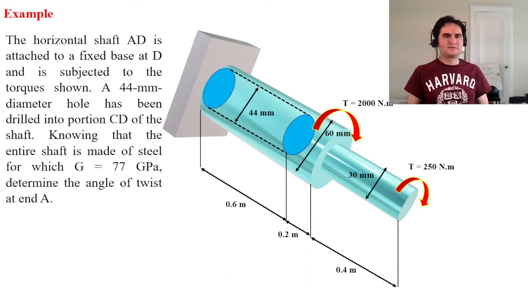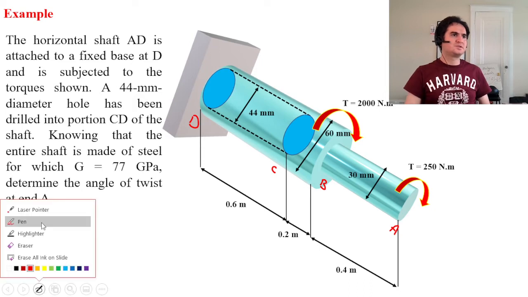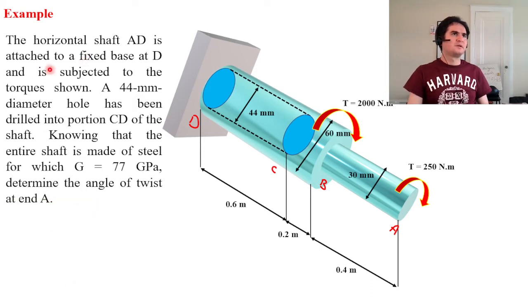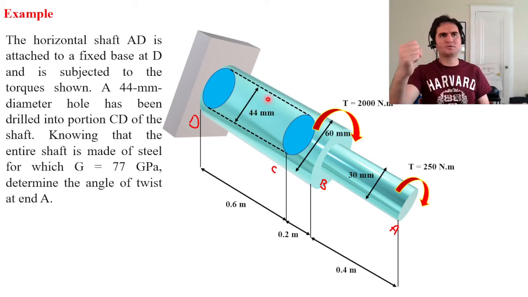As you can see in this figure, if we call this A, B, C, and D, you can see a horizontal shaft AD from A to D, which is attached to a fixed support at D and subjected to two different torsional torques of T with different values. The section CD, from C to D, is drilled out. We take out 44 millimeters out of the 60 millimeters. So CD is a hollowed section.